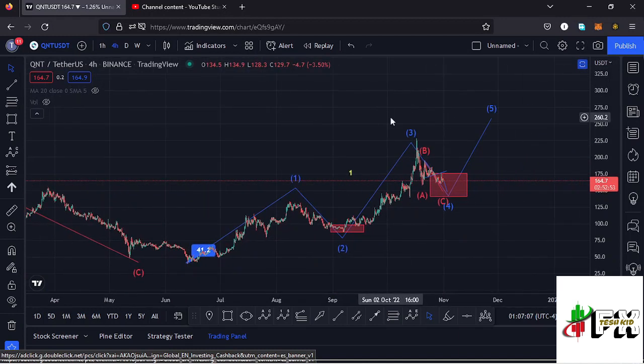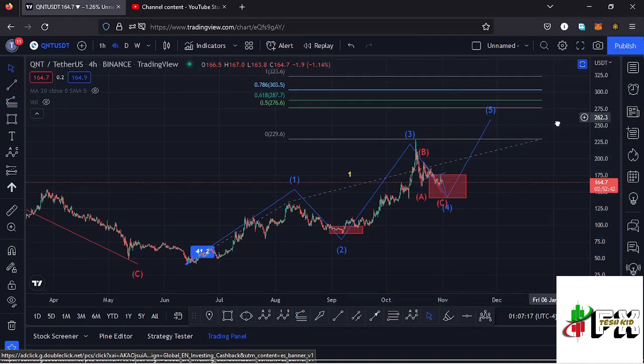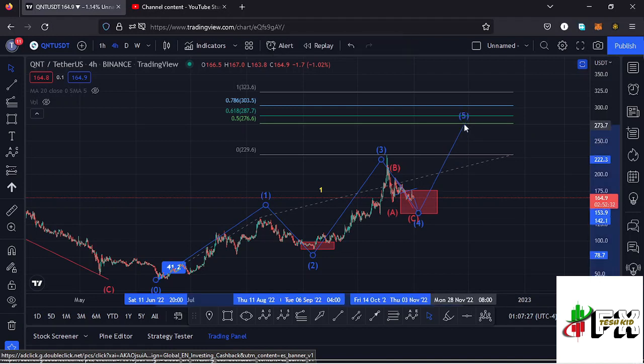And I can sketch out a target area to the upper side in the formation of that wave 5 using the trend based Fibonacci, connecting it from the low of that wave 1 to the high of that wave 1, then dragging the fibs to the high of that wave 3, and that gives me a minimum target area to the upper side at the fib level 0.618, and that is at around the $287.7 mark. So that is the minimum that I would expect this fifth wave to the upper side to do once we see the low for that fourth wave.